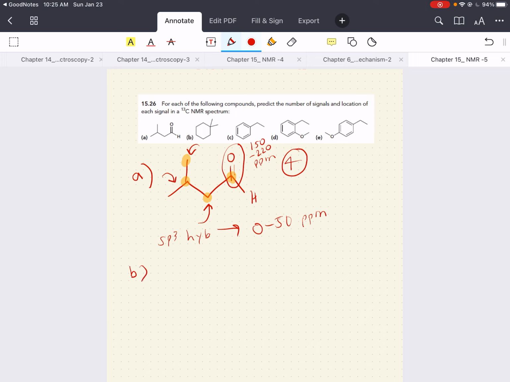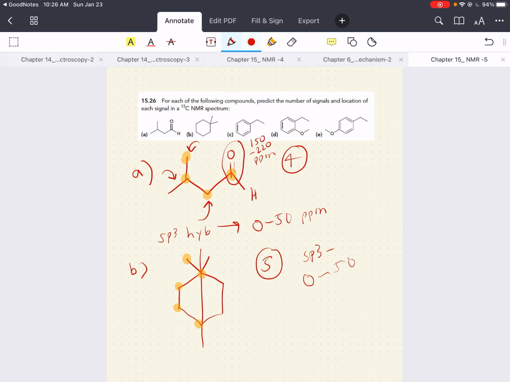Let's do B now. Ooh, that's ugly. Let's try that again. So here's this molecule. This molecule has some symmetry, so we have to be careful when counting the number of signals. This carbon will give off 1 signal, 2, 3, 4, 5. So there are 5 unique carbon signals here. They're all sp3 hybridized, so they're all going to show up between 0 and 50 ppm.